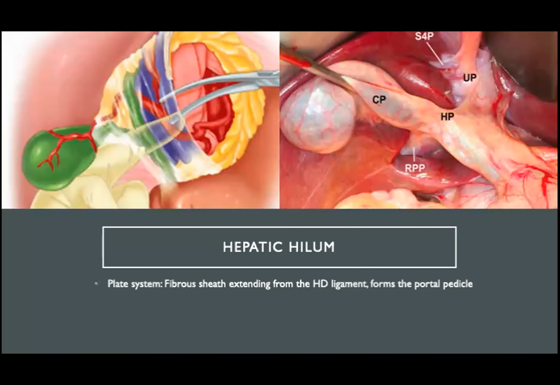Hepatic hilum. It's basically a plate system. It's a fibrous sheath extending from the hepatoduodenal ligament, which forms the portal pedicle. You can see it isolated, and you can see it in vivo.